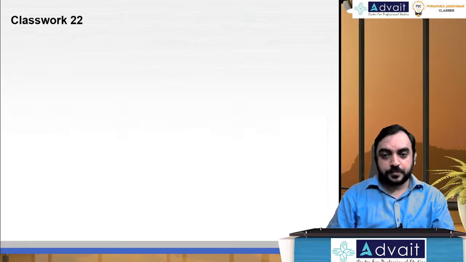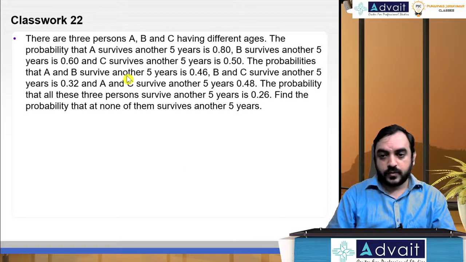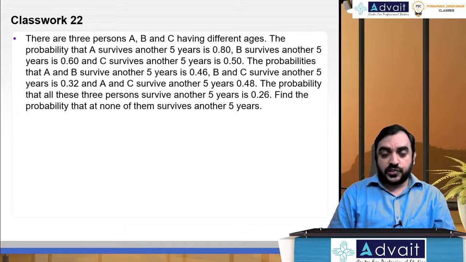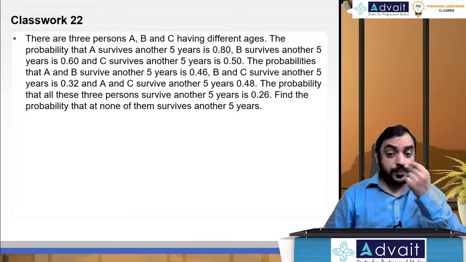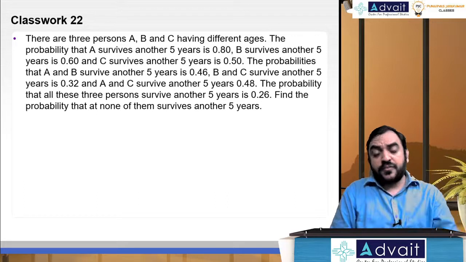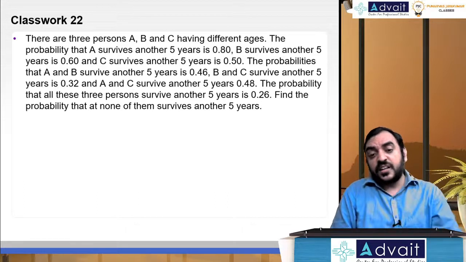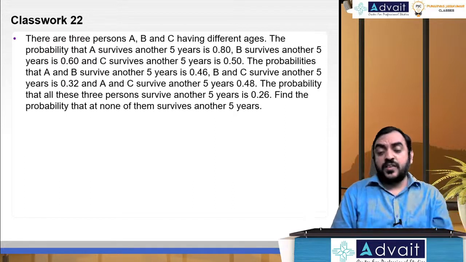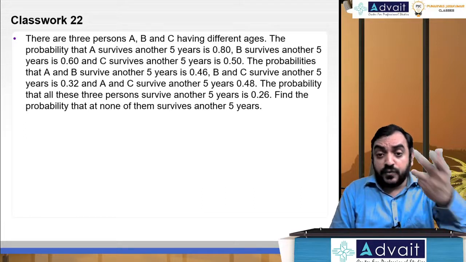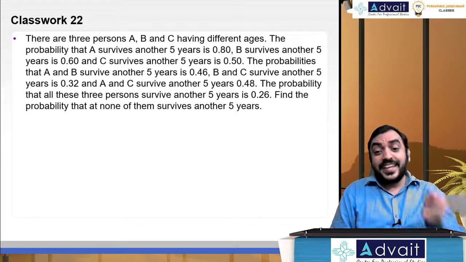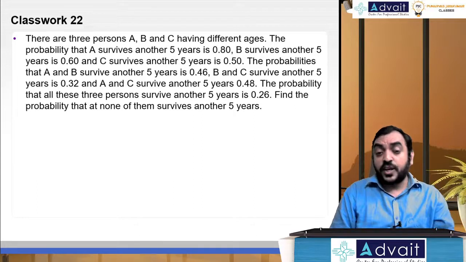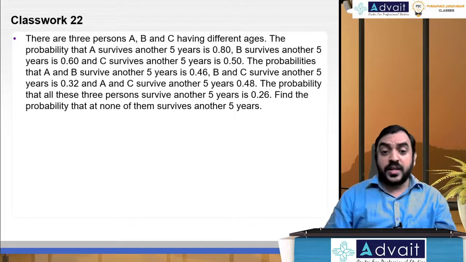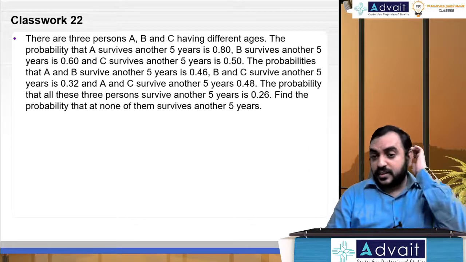Okay. I'll go further. There are three persons A, B, C having different ages. The probability that A will survive another 5 years is 0.8. B will survive another 5 years is 0.6. C will survive another 5 years is 0.5. The probability that A and B, A intersection B, will survive another 5 years is 0.46. B and C will survive another 5 years is 0.32. A and C will survive another 5 years is 0.48. The probability that all three persons survive another 5 years is 0.26. Find the probability that none of them survives another 5 years.